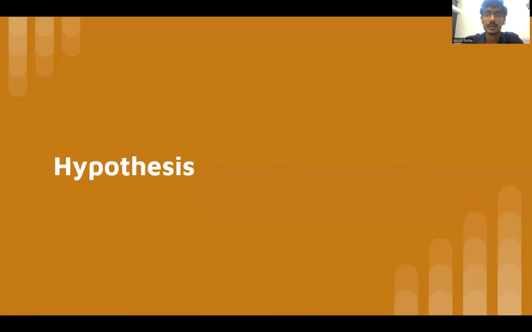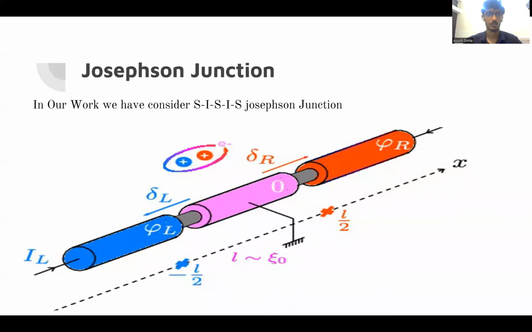So let's talk about the hypothesis now. Here's our setup. The setup is very simple. The colored objects are superconductors and the gray objects are insulators. So we have SIS Josephson junctions: superconductor, insulator, superconductor, insulator, superconductor. This superconductor is like SNS or SIS. We are considering a co-joint version of a Josephson junction, which is SIS.